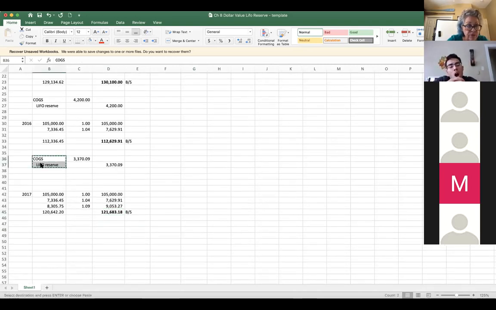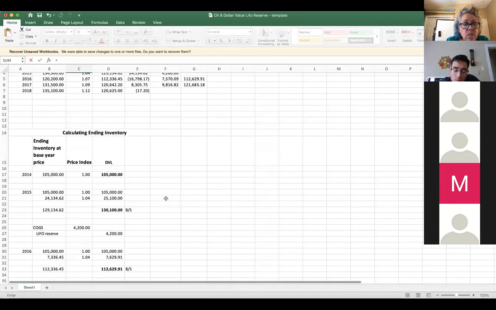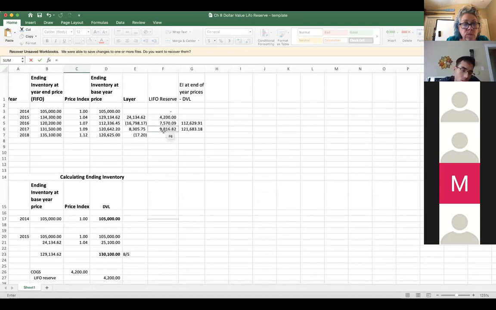So now let's do our adjustment. Somebody tell me what the amount would be. Somebody else calculate it. $1,423.